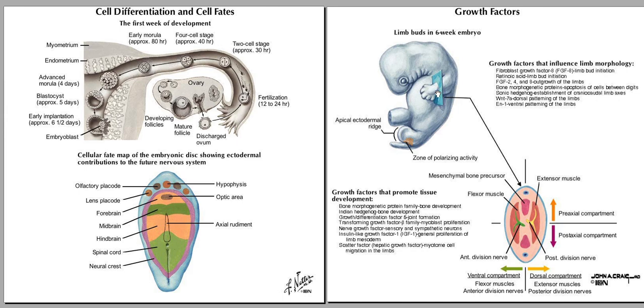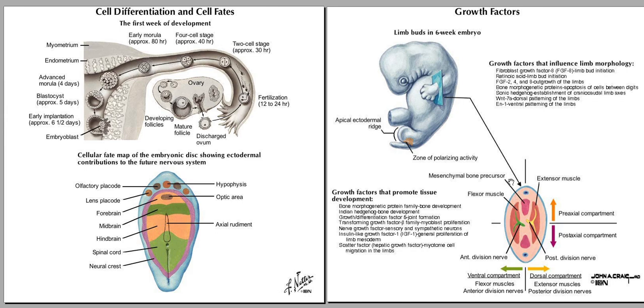Right, and there's a section across the limb, and you can see the extensor muscles, the flexor muscles, and here too mesenchymal bone precursor. You see the anterior division of the nerve, the posterior division of the nerve. That's the pre-axial compartment, and there's the post-axial compartment, ventral compartment, and the dorsal compartment, which has the extensor muscles and the posterior division nerves and anterior division nerves too.